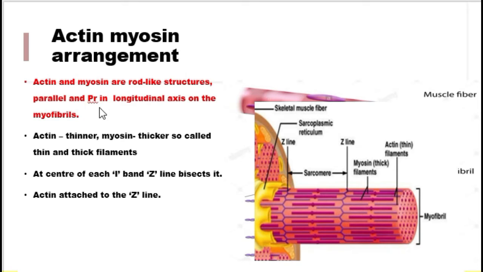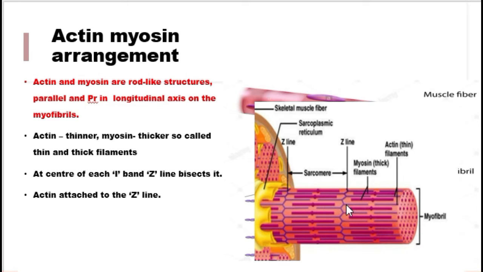Next we will see about these proteins that are present inside the light band and dark band. First let us see about actin and myosin. Actin and myosin are rod like structures that are present parallel to each other in a longitudinal axis on the myofibril. Actin is thinner and myosin is thicker, so they can be called thin and thick filaments. At the center of each I band there is a dark zone or line, we call it Z line. This Z line bisects the I band into two regions, and actins are attached to this Z line.